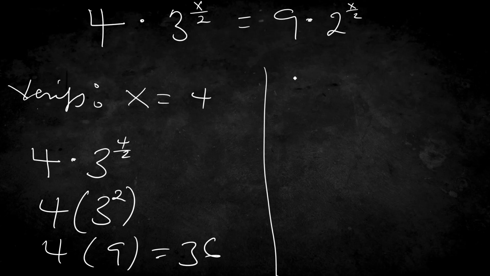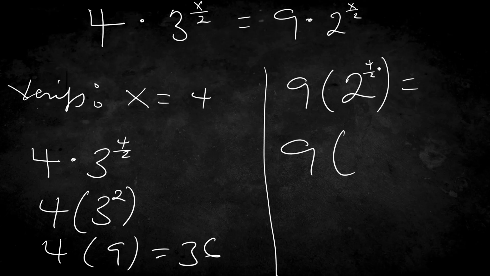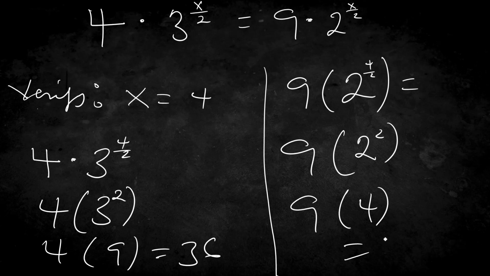Now let's look at the right hand side. 9 times, so we have 2 raised to 4/2. So we have 9 times 2 squared. 9 times 4, which is 36. Hence correct.